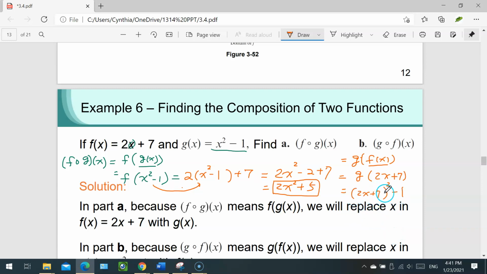Now we need to simplify it. So 2x plus 7 squared, I mean you have 2x plus 7 multiplied by 2x plus 7, and then you minus 1. So when you distribute, you will get 4x squared plus 14x plus another 14x. So you have plus 28x. Then plus 49. 49 minus 1, you will get 48. So this will be the solution of part B.